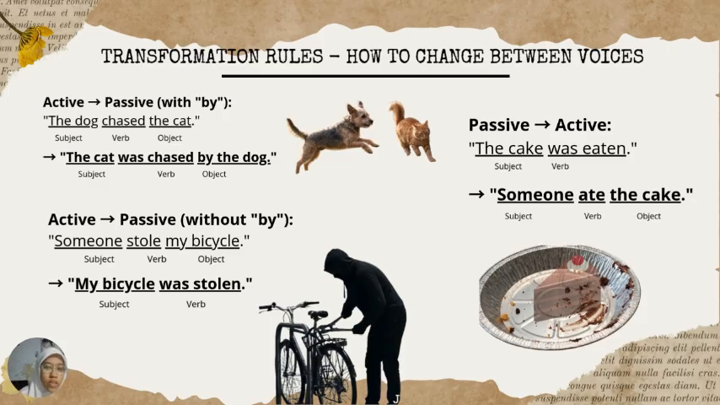Okay, next, let's move on to the passive becoming active. Look at the passive voice sentence. There is no information about who ate the cake, and was eaten, so the previous tense is a past tense, and there is was, so the subject is singular. To make it active voice, we must add the subject, which is singular, and ate is the verb for the sentence. So the result, someone ate the cake. Someone is singular, so it's related to the passive voice becoming active voice.